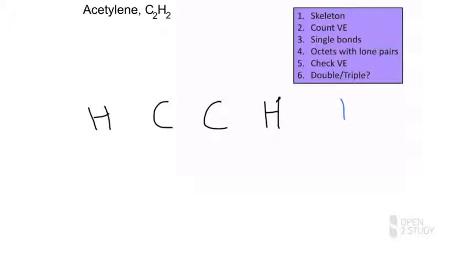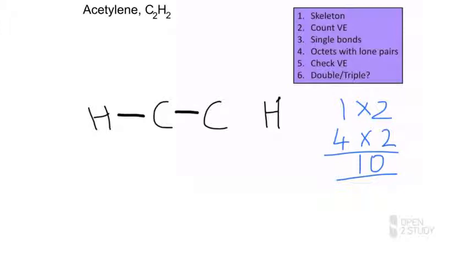Hydrogen is in group 1, and there are 2 of them. Carbon is in group 4, so 4 valence electrons, and there are 2 of them. 4 times 2 is 8, plus another 2, we have 10 valence electrons in this structure. So now, time to join up our atoms with single bonds. So a single bond between the hydrogen and carbon, the 2 carbons, and the other hydrogen and carbon, like so, all done.